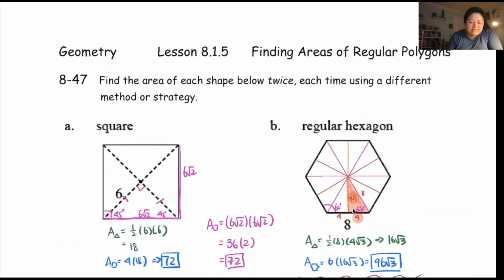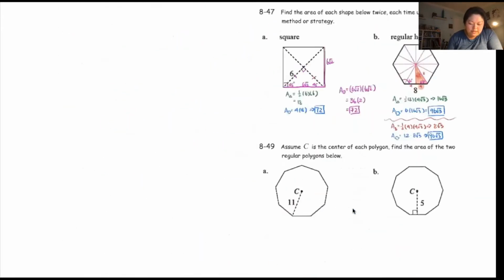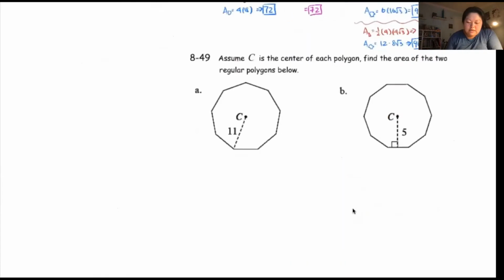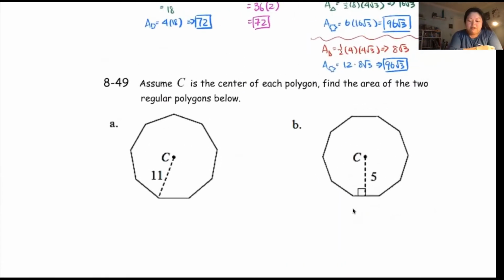It says, assume C is the center of each polygon. Notice our polygons are looking more and more like circles. Maybe there's a reason for that, right? Find the area of the 2 regular polygons below. Okay, so C is the center of the polygons, right?